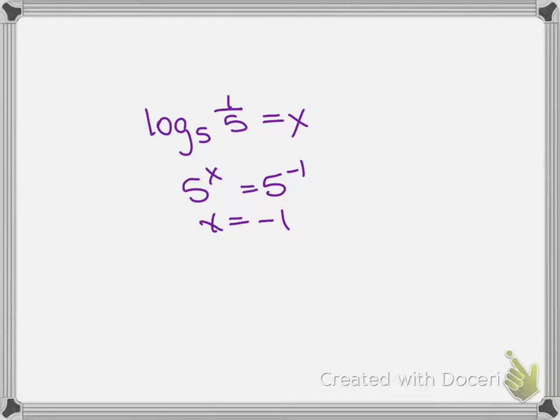Finally, the log base 5 of 1/5 is equal to x. So 5 to the x is equal to 5 to the negative 1. Remember that 1 over 5 is the same as 5 to the negative 1. So x is equal to negative 1.